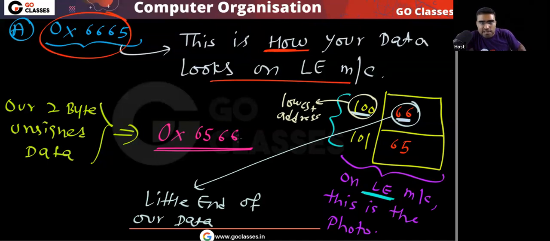This 66 is the little end, meaning this is the least significant byte of our data. So our data is basically 666566. I hope you understood.